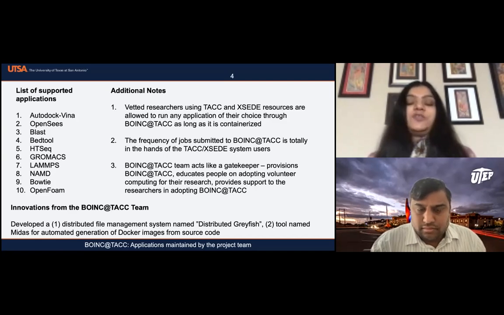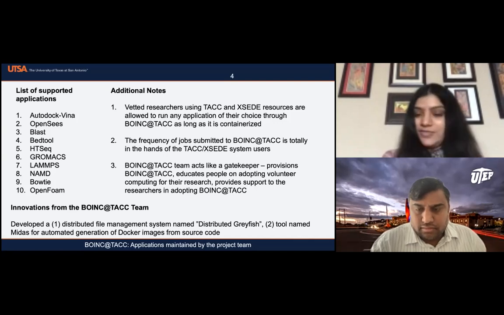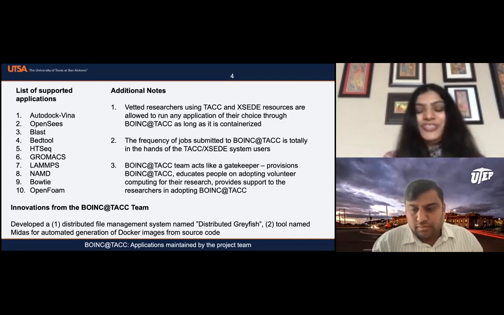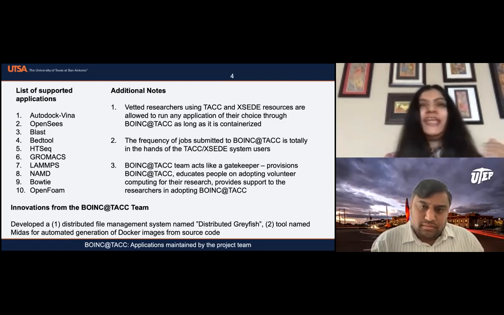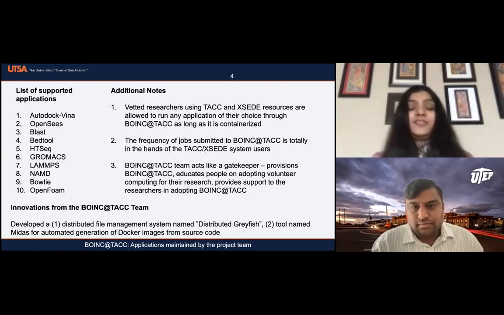And like I was mentioning early on, the frequency at which the jobs are submitted is really in the control of the researchers who are interested in using BOINC attack. We are just acting as provisioners or providers of the BOINC attack system and acting as gatekeepers, educating people how to leverage BOINC attack for their research and providing support. For example, if they have to prepare the jobs to run on large scale, we would provide assistance for that too.